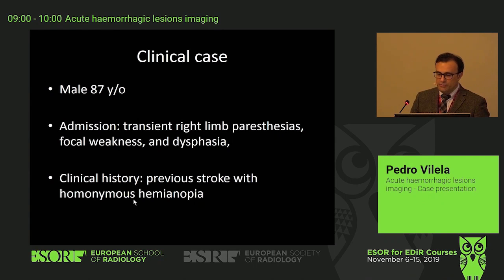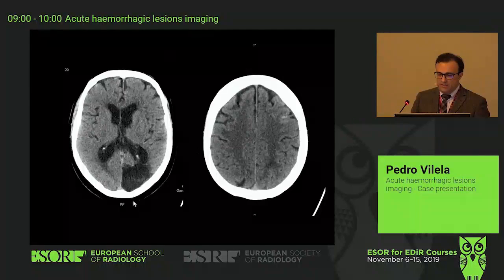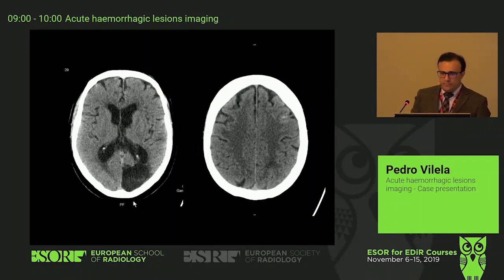Okay. 87-year-old male, transient right limb paresthesias, focal weakness and dysphagia, had a previous stroke with homonymous hemianopsia. And this is the CT. What are the positive findings? There is a hypodense lesion on the left. Here? Oh, yeah. Does this look like an acute lesion? No. Do we see anything that could be acute in this patient?